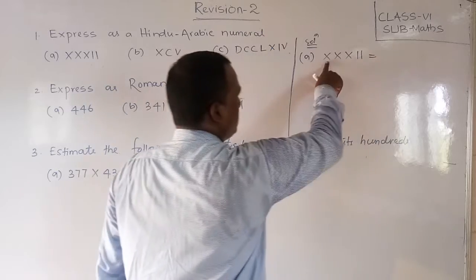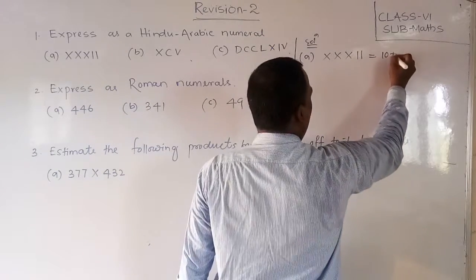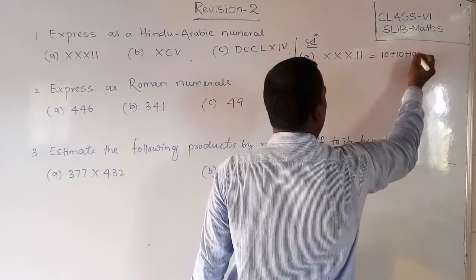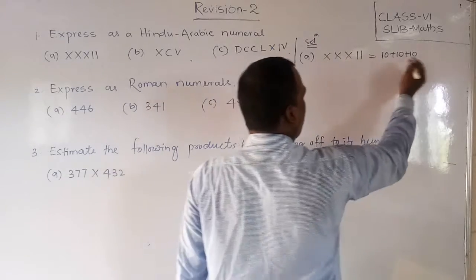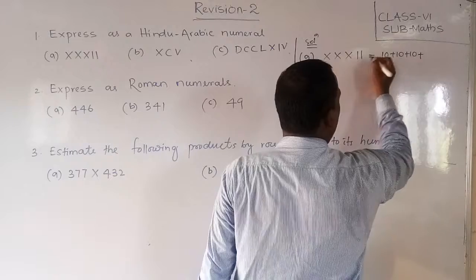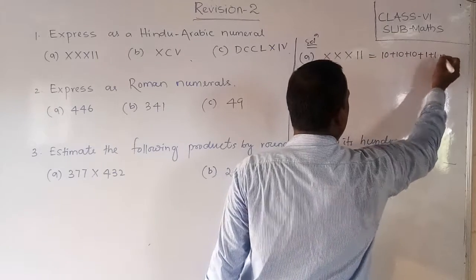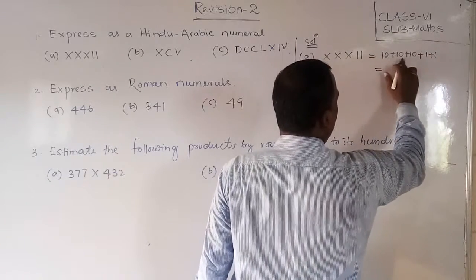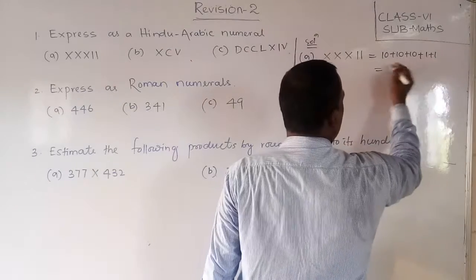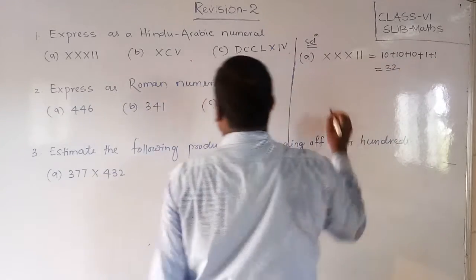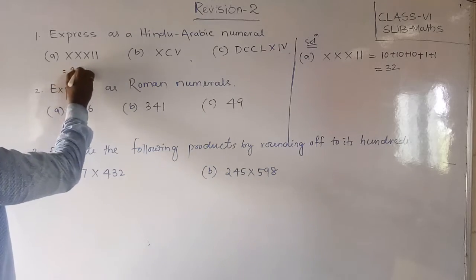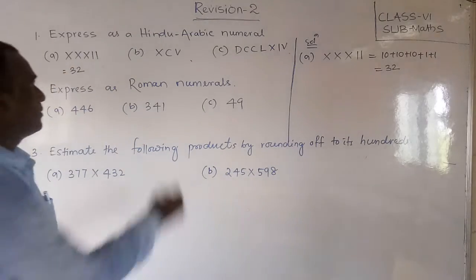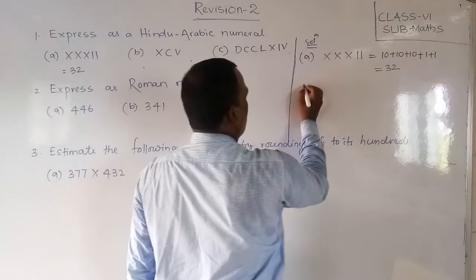X means 10, so 10 plus 10 plus 10. Then on the right side there is also a smaller number, so we will add: I repeated, 1 plus 1. So 10 plus 10 plus 10 is 30, plus 2 is 32. So this number's answer will come how much, friends? 32. Okay.